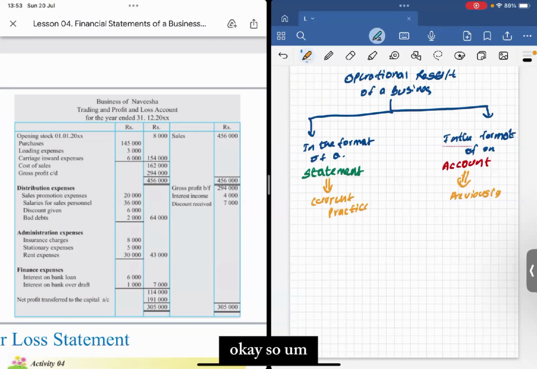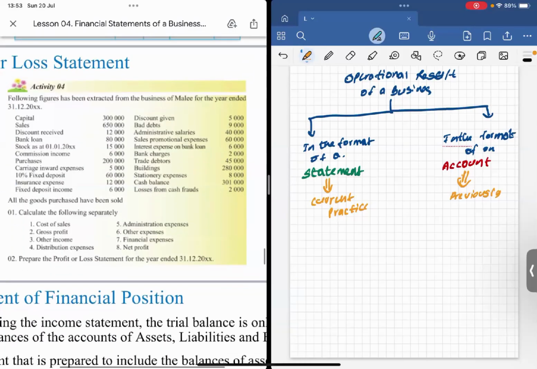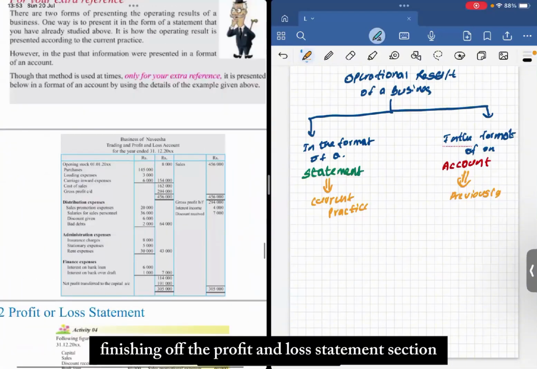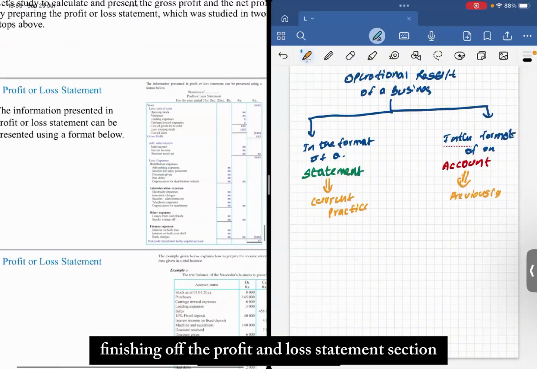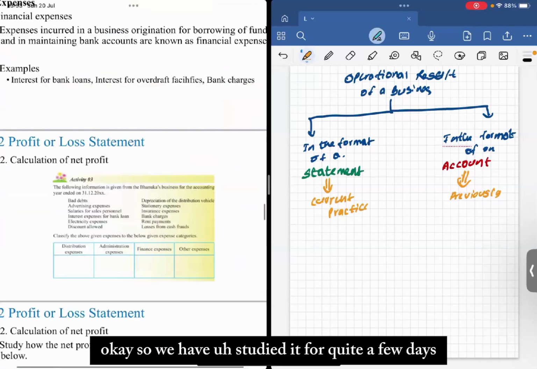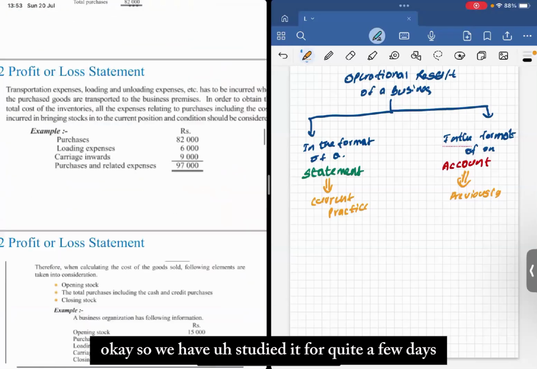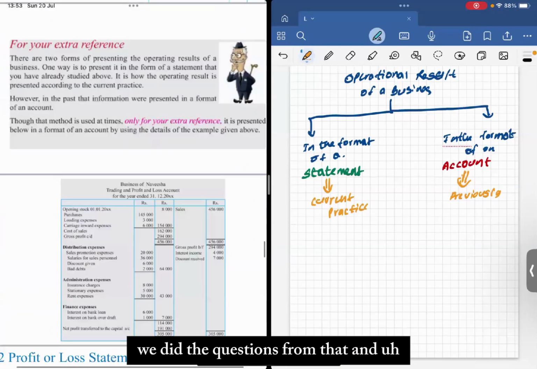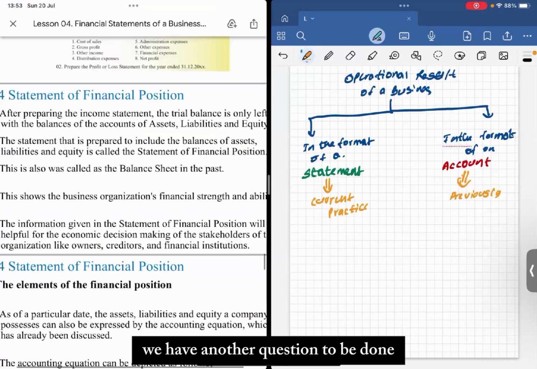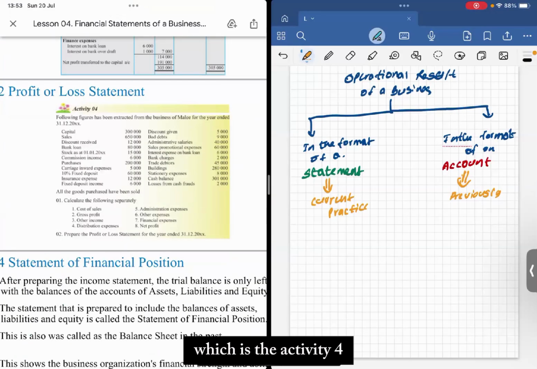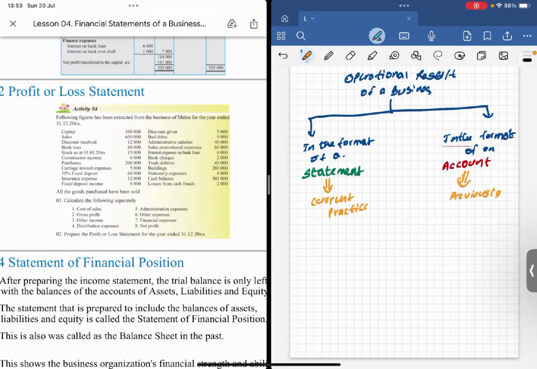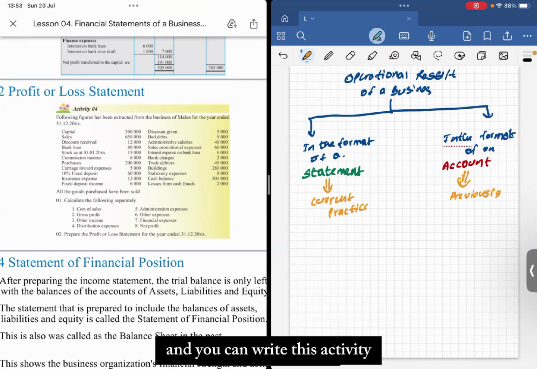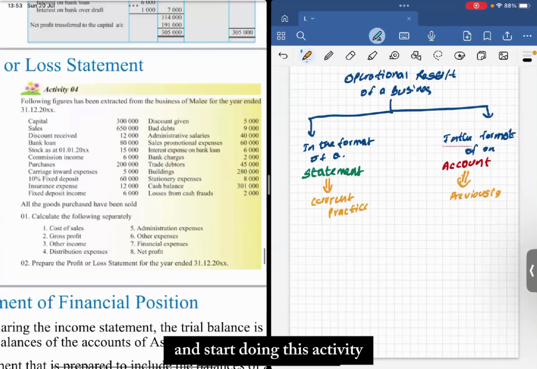Okay, so with that, we will be finishing off the profit and loss statement section. We have studied it for quite a few days, and we did questions from that. We have another question to be done, which is activity 4. So you can take a couple of minutes and start doing this activity.